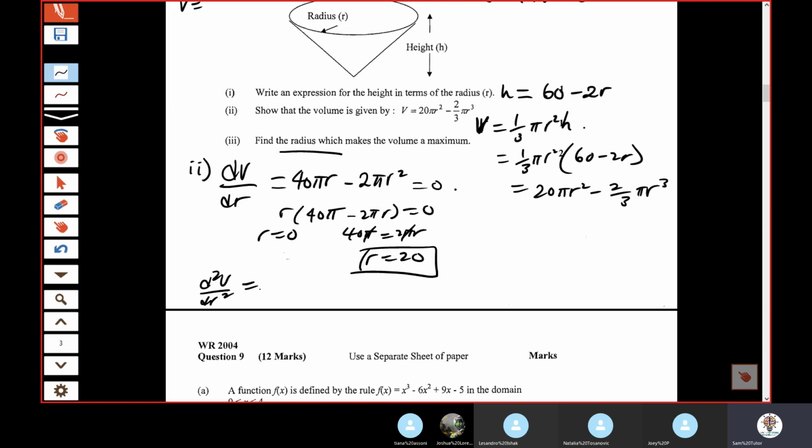You're not writing y double dash though, right? You're writing it like this? Try not to. It just doesn't look good eventually for you. Extension 1 students, for example, would definitely not be writing y double dash. They'll be very strict, and because of that we'll know straight away you're an advanced student. You don't want to do that. 40 pi minus 4 pi r. And then at 20, 20 times 4 is 80, 40 take away 80 is negative 40 pi, which is less than 0, which is a max.